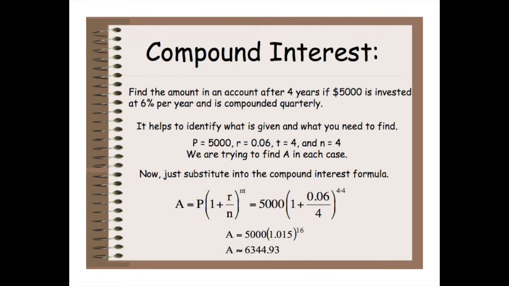So if I go back and read this problem, if I wanted to explain what this number means in the context of the problem, I would say the amount in this account after 4 years is $6,344.93. So I want you guys to see the difference rather than just having an answer and stating it as to what it means in that problem.